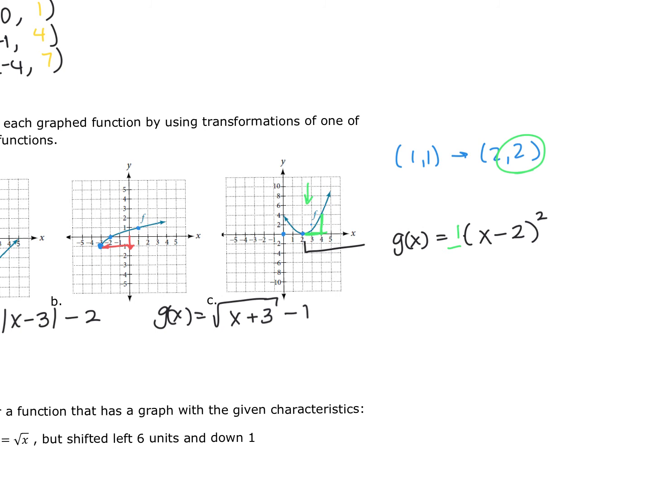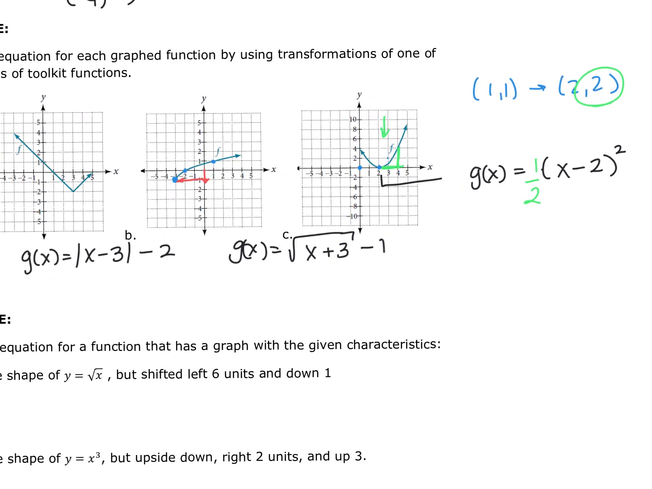Let's see if this works. If I put in the number 4, 4 minus 2 is 2. The quantity squared should be 4. But if I have that compression of 1/2, then that works. I squished it down by a factor of 1/2.